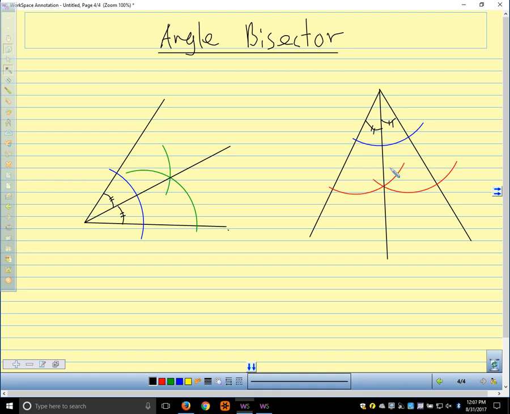And with these basic constructions, we can do a lot of things. We could construct a square. We can copy a triangle. We can construct a segment that's twice as long as the segment that we have. We can construct a segment that's half as long. So we can do a lot of different kinds of things with these basic constructions.